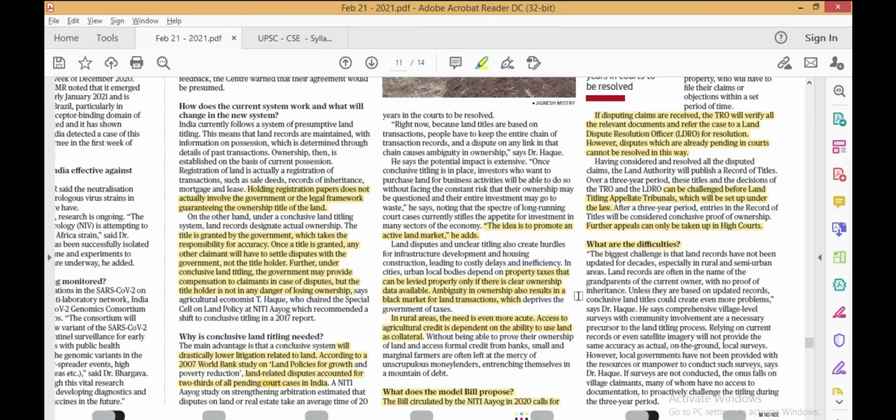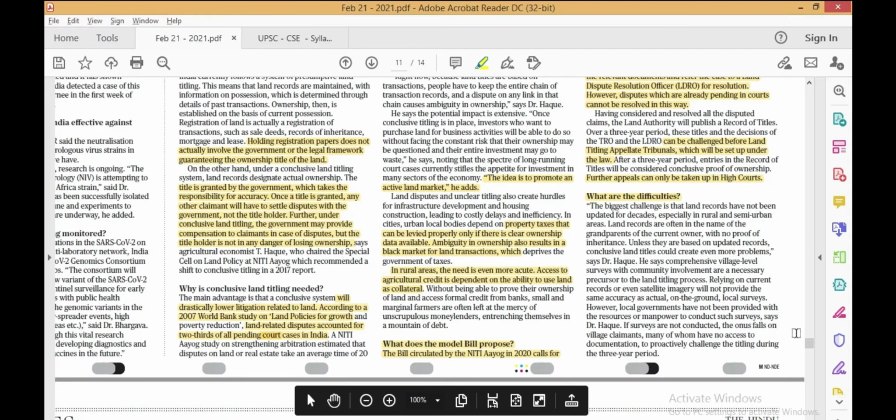And what are the other areas in which it will help? Property taxes. Okay, also another thing, in rural areas the need is even more acute. Access to agricultural credit depends on the ability to use land as collateral. Please read the article completely, you will get sufficient information related to conclusive land titling.